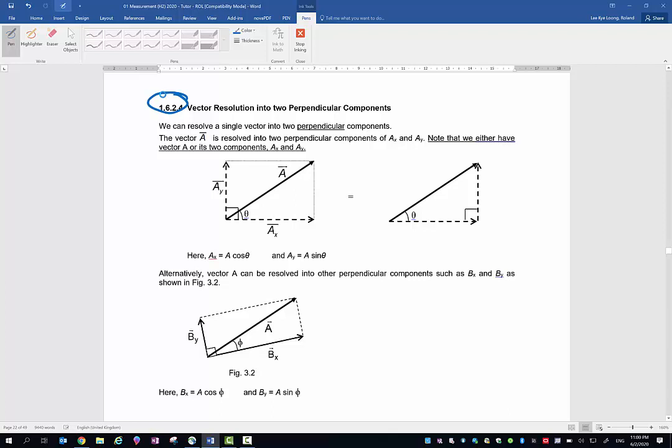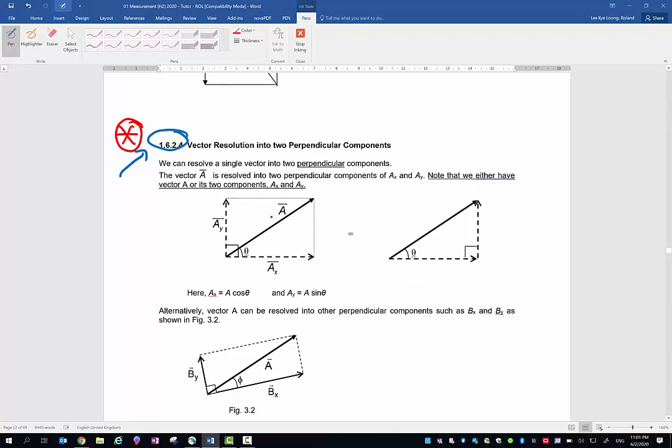Now let's go to this one. Just now we mentioned there are three methods: scale drawing, then sine rule and cosine rule, and the third method is the component method. This is the method that you need to know. This is the universal method, which means that by resolving vectors you can solve for all situations. So you must know this. Vector resolution into two perpendicular components. This is called the component method.